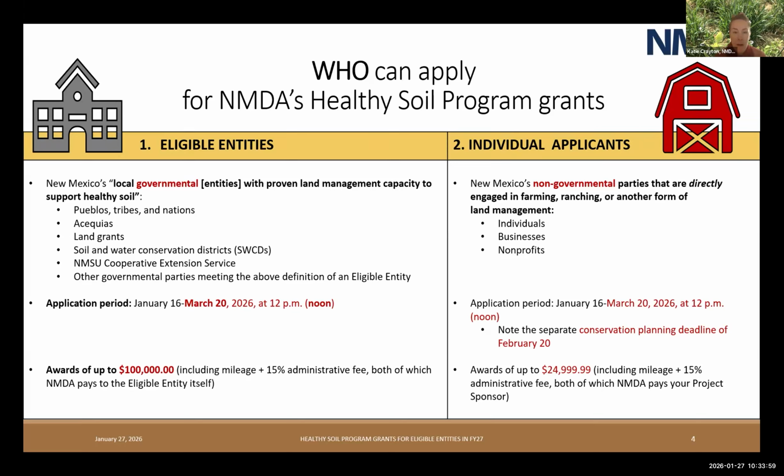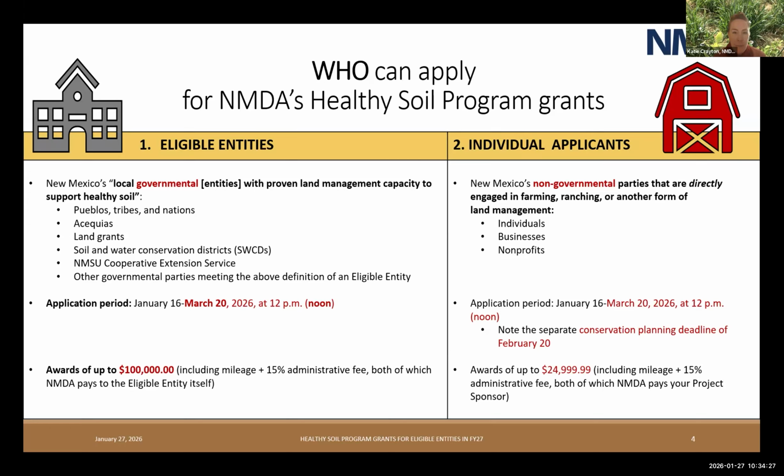If you've not seen this figure before, just know that you can apply for an award of up to $100,000 for your project as an eligible entity. That figure is inclusive of the mileage that staff might be traveling from headquarters out to the project site. It is also inclusive of a 15% administrative fee. So that all gets built into that $100,000 request if you choose to seek the maximum amount of funding. And know that NMDA pays that amount directly to the eligible entity.